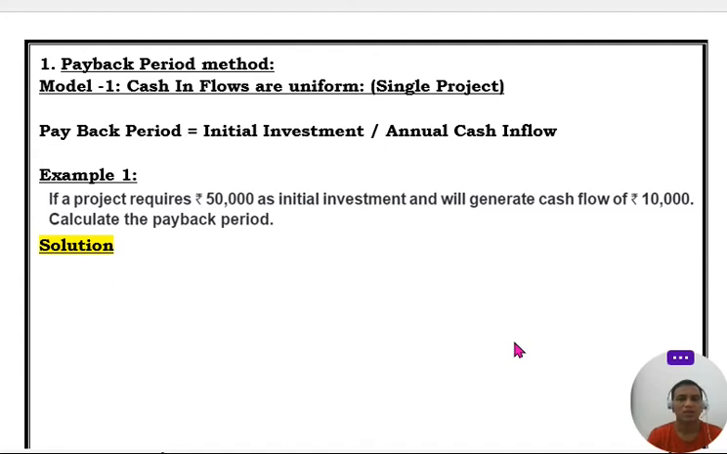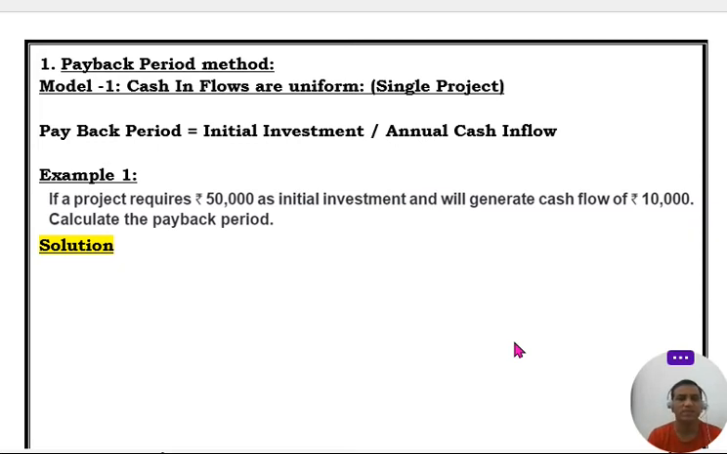So what we will do is, after calculating the payback period, you will compare the payback period of the project with the standard payback period of the company. If the calculated payback period is less than the standard payback period, the project will be accepted.